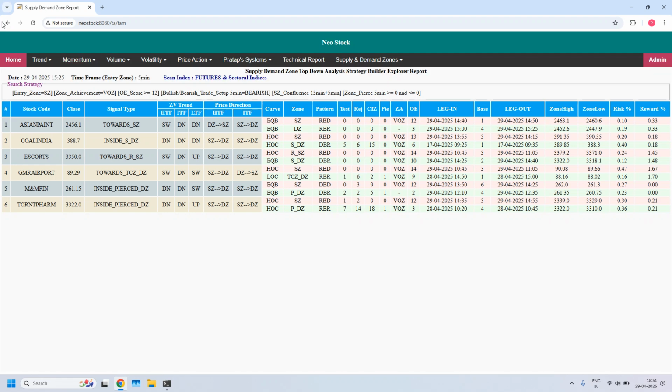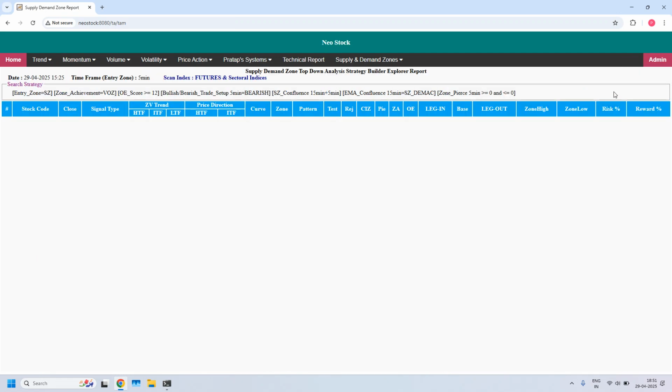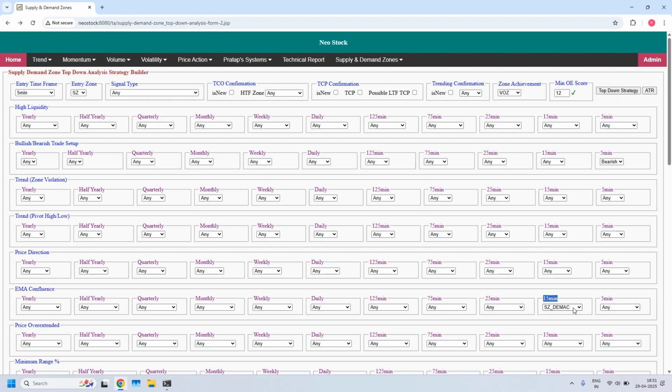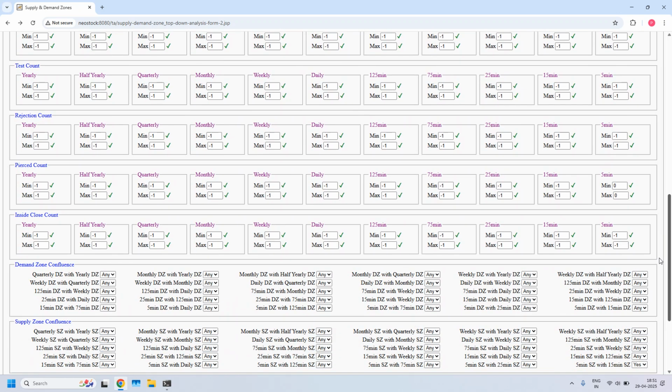Let's verify if any of the stocks are having 15 minutes supply zone having daily EMA confluence. So none of those zones are having EMA. So no high probability trade setup stocks. Next we will identify based on LTF, ITF, HTF supply zone confluence. Removing EMA filter. Supply zone confluence. 3 filters I have to set. First filter is already enabled.